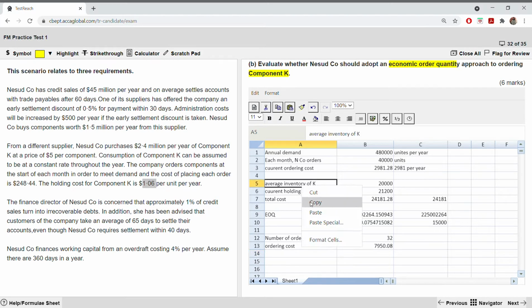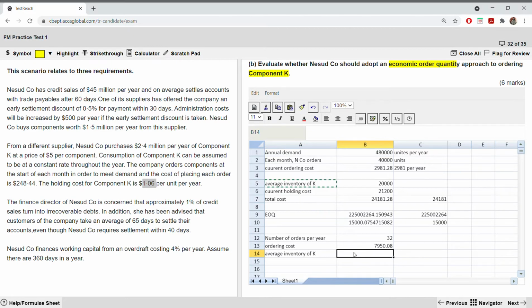Next, average inventory of component K. Equal to 15,000 divided by 2. Average you are finding. 7,500. Holding cost. So what is the holding cost? It is this average inventory multiplied by the holding cost in the case study, 1.06.